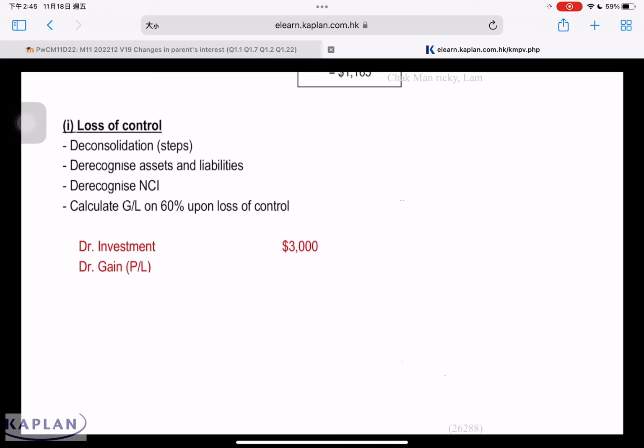This gain is a gain on the disposal of 15%. But at the group level, we don't have a disposal of a 15% investment. At the group level, we treat the subsidiary as a business, assets and liabilities under control, and there is loss of control. This gain at the group level, we reverse 1 million.